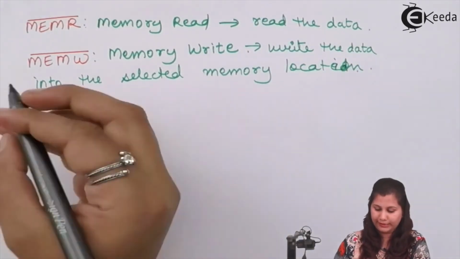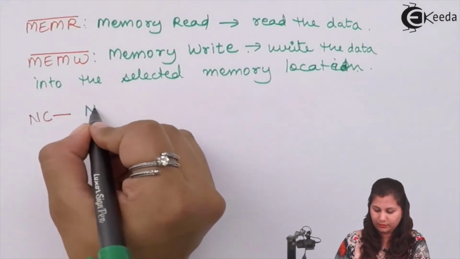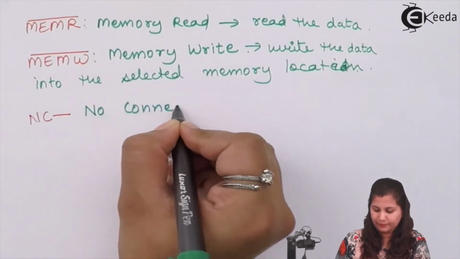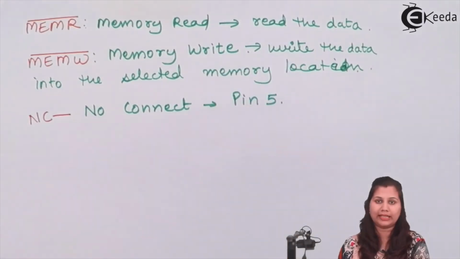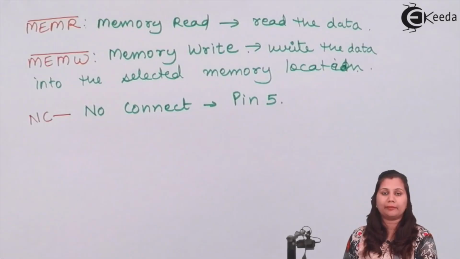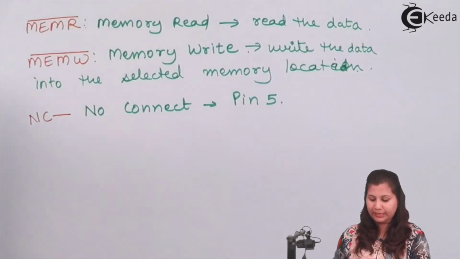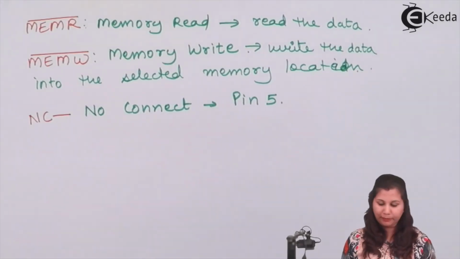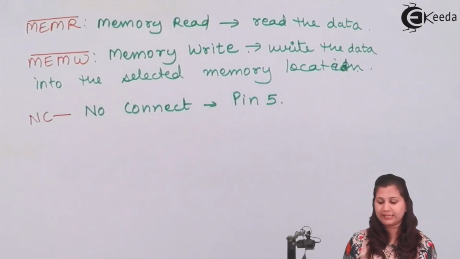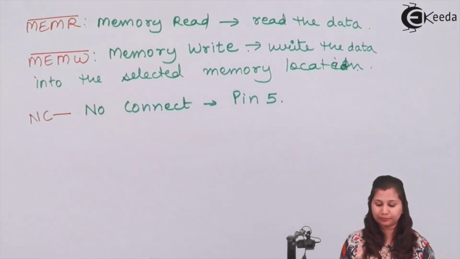Now we have the NC, which is not connected, no connect. Pin number 5 of this DMA controller is not connected, and it can be used to make a connection of any type whenever it is connected to other devices, or it can also be used for checking the continuity of the system. So in the pin diagram, we have studied all these signals, all the pins here.